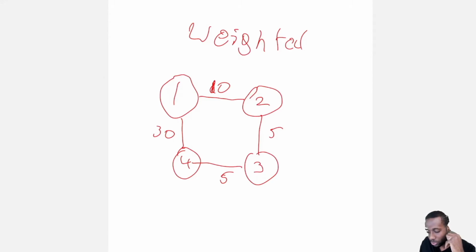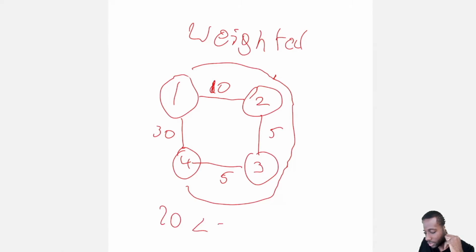So I would rather take this route: go from 1 to 2, which would take me 10 units, and then from 2 to 3 would cost me another 5, which is 15. And then from 3 to 4 would give me a total cost of 20, which is less than the 30 cost of going directly from 1 to 4. So I would rather do that if I wanted the lowest cost possible.